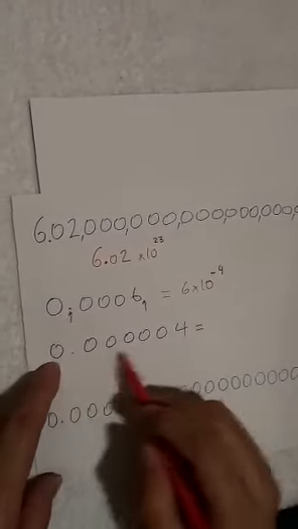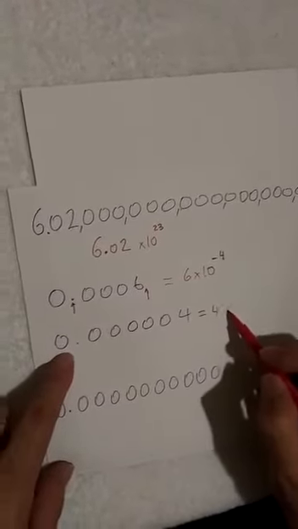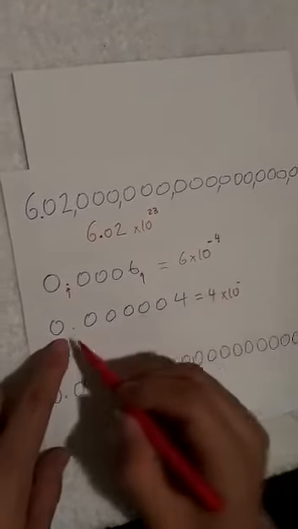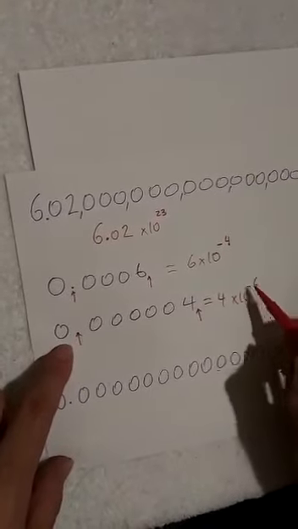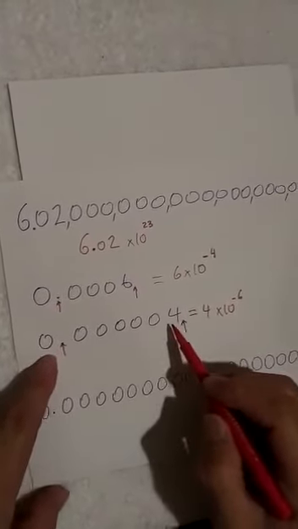With this one, the first non-zero digit is a 4. 4 times 10 to the power negative. Okay, old decimal, new decimal. 6 spaces in between. So this is negative 6.